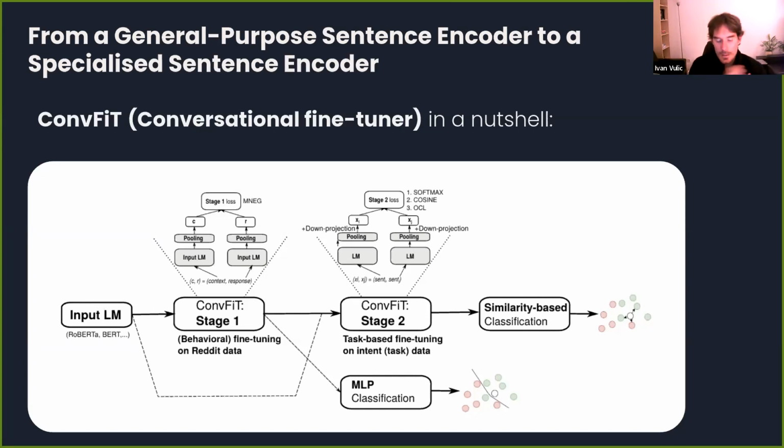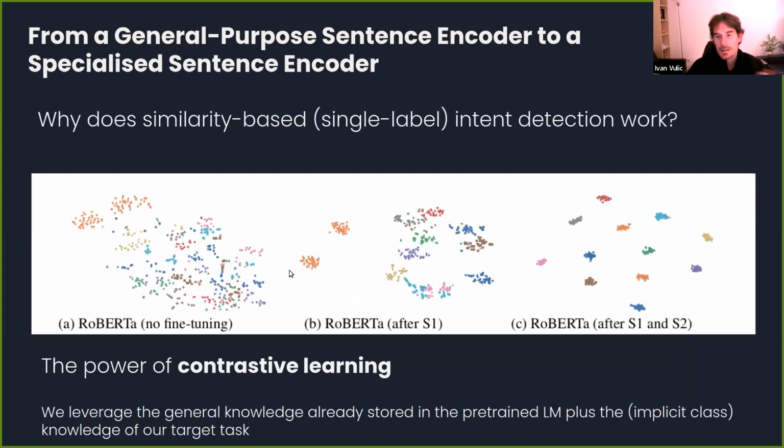And then if we create really coherent clusters related to these intents, we can do similarity-based classification really, really well. So both stages are realized as these contrastive learning procedures with two separate input streams that I talked about quite a lot during this talk. And I think this t-SNE diagram actually shows exactly what's going on during the fine-tuning procedure. So if you just take a language model off the shelf, you can see that there are some well-defined clusters, but it's not really good.